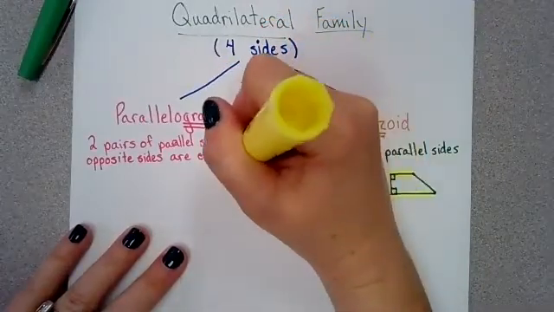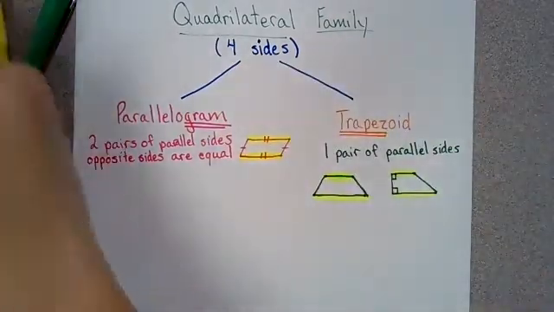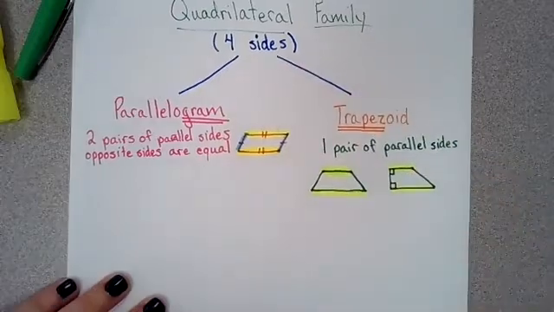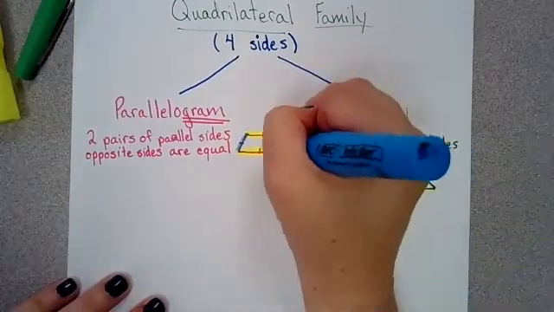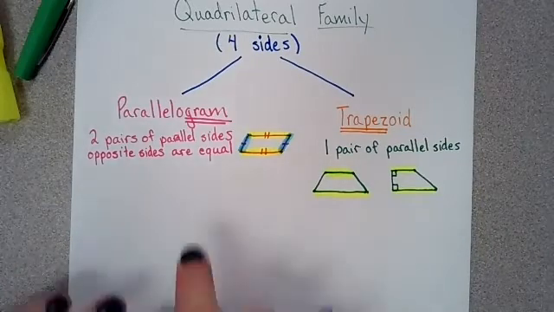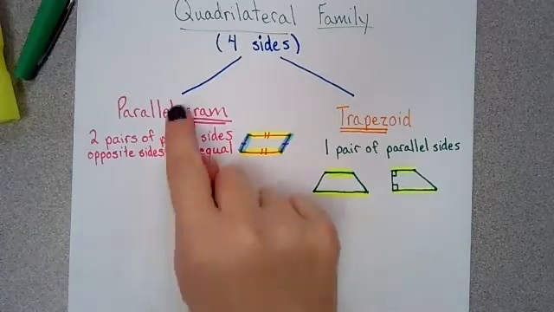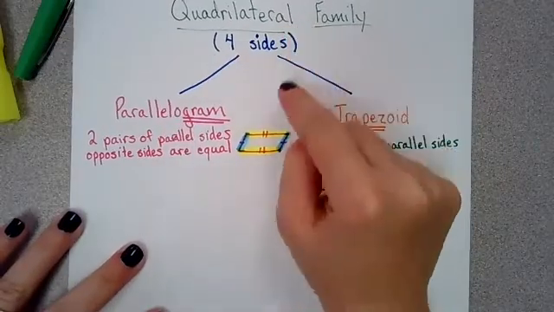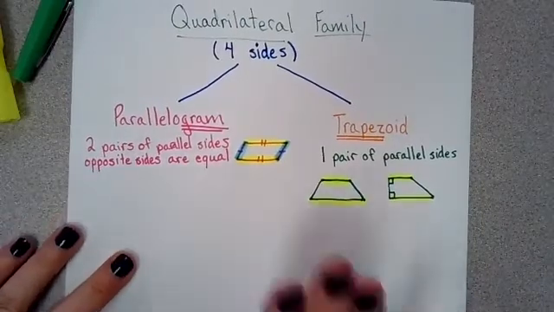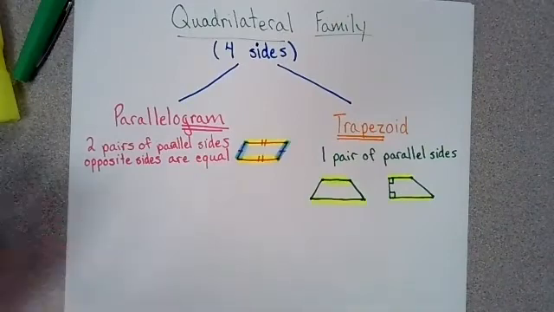So this side and this side are parallel. They run side by side forever and never touch. And this side and this side are parallel. They run side by side forever and never touch, okay? So those are the two rules if you're going to be in the parallelogram family, okay? But parallelogram is also a quadrilateral because all you got to do to be in the quadrilateral family is have four sides. So you've got trapezoid and parallelogram. They're both quadrilaterals.